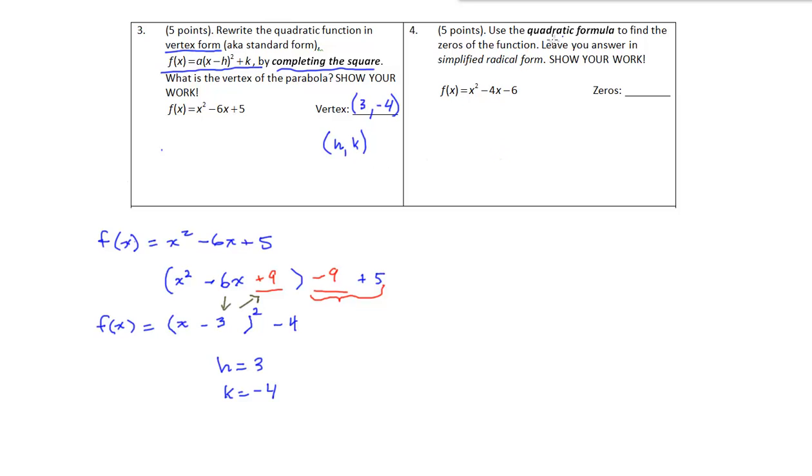Okay, let's quickly move over here to quadratic formula. This is the quadratic formula. You may want this for your notes. Option B, if you're going to bring notes to the test, is x equals negative b plus or minus the square root of b squared minus 4ac, all over 2a. So in this problem, a is equal to 1, b is equal to negative 4, c is equal to negative 6.